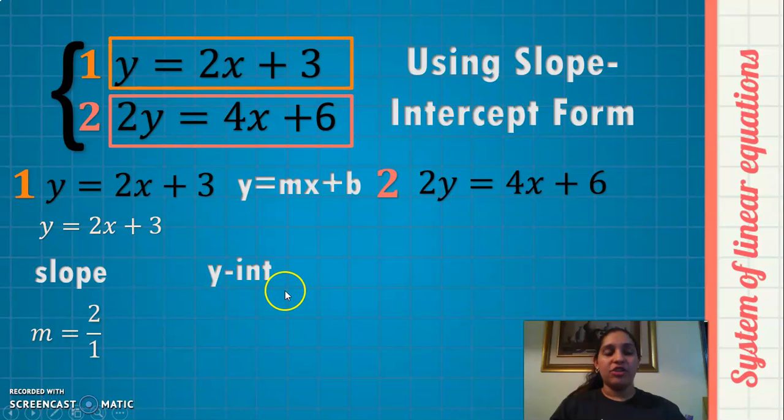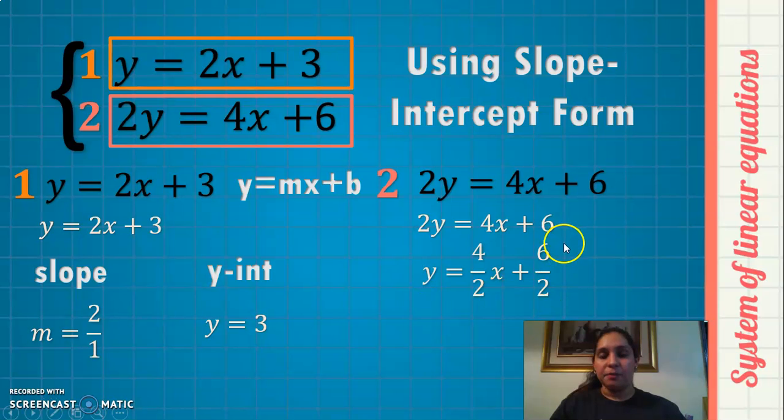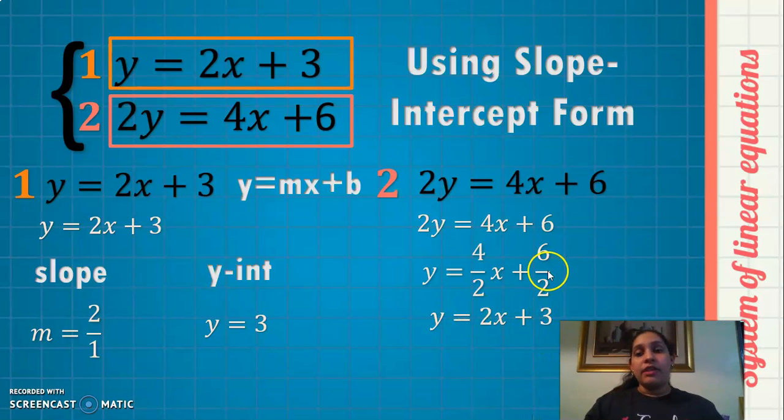This way your slope is equal to 2 over 1. Now which one is your y-intercept? Your y-intercept is 3 because it's the number you have alone here. So b equals 3. Now I need to see it for my second equation. On your second equation, as you can see, there is no y completely alone. So I need to move this 2 that is multiplying my y, dividing on both sides. I divide everything by 2. 4 over 2 x plus 6 over 2. As you can see, I can simplify. 4 over 2 is the same as 2, and 6 over 2 is the same as 3.